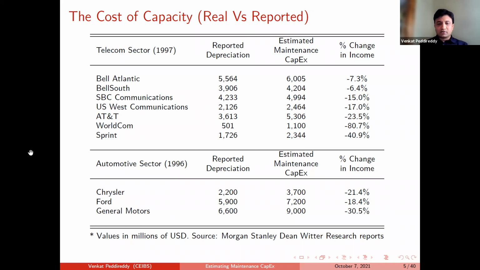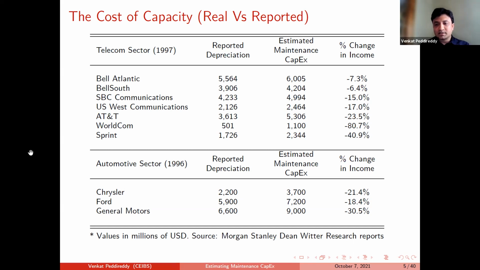So I had to fall back to a research report by Morgan Stanley way back in '97, which I borrowed from Trevor. What they did is they looked at each industry and some of the major companies in the industry. They did an in-depth firm-specific and industry-specific analysis and came out with a dollar amount of estimated maintenance capex. That's then compared to the reported depreciation cost.